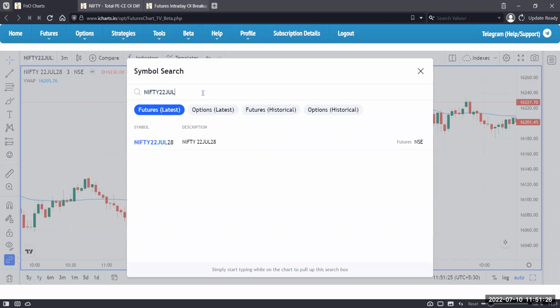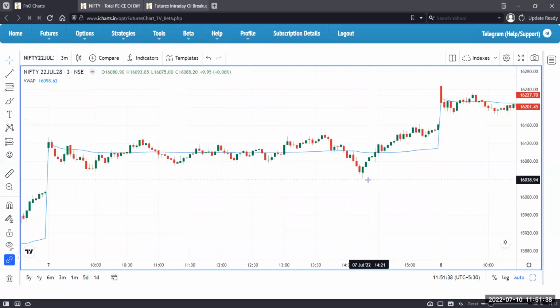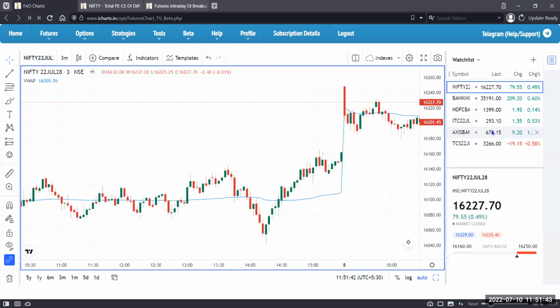Yeah, just type Nifty here. You will get the current expiries if futures latest is selected. So just make sure you have selected July expiry. Now all the features are enabled in this one. Watch list also is enabled now. So this is more or less done.